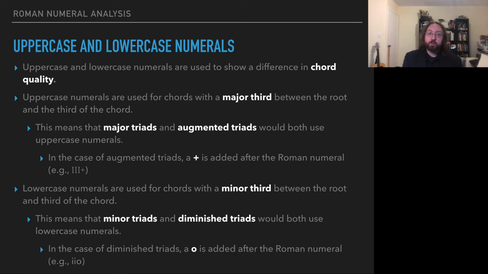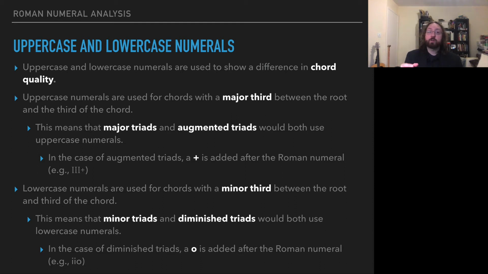Uppercase and lowercase numerals are used to show a difference in chord quality. Uppercase numerals are used for chords with a major third between the root and the third of the chord. This means that major triads and augmented triads would both use uppercase numerals. In the case of augmented triads, a plus is added after the Roman numeral. For instance, 3 plus would be an augmented 3 chord.